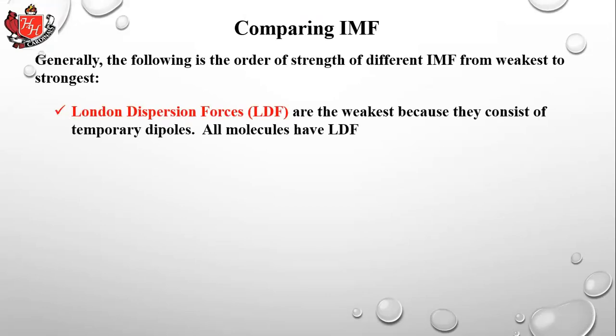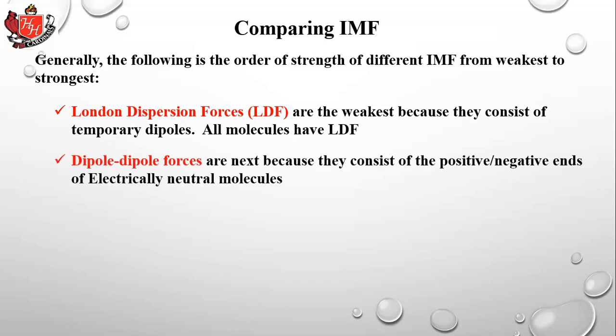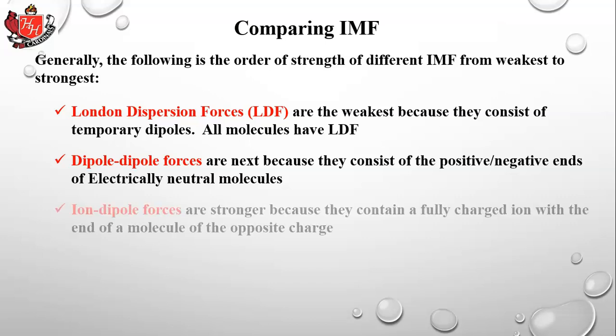So generally, the following is the order of strength of different intermolecular forces from weakest to strongest. London dispersion forces are the weakest because they consist of temporary dipoles, that is, electrons just pushed over to one side temporarily. All molecules, and this is important, all molecules have London dispersion forces. Dipole-dipole forces are next because they consist of the positive and negative ends of electrically neutral molecules. They don't have to be electrically neutral, but in the case of water, which was our primary example, they are.